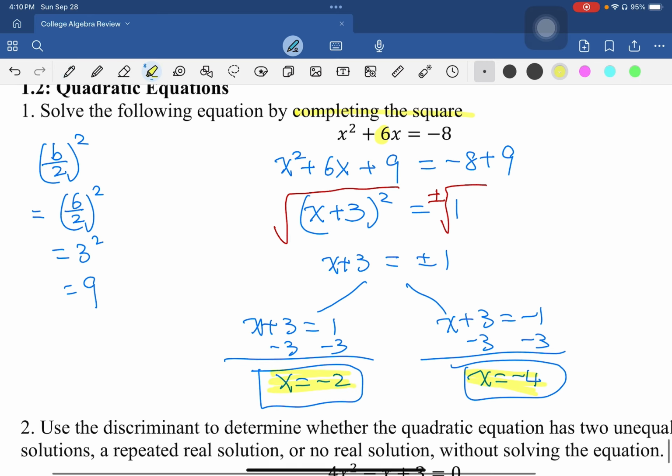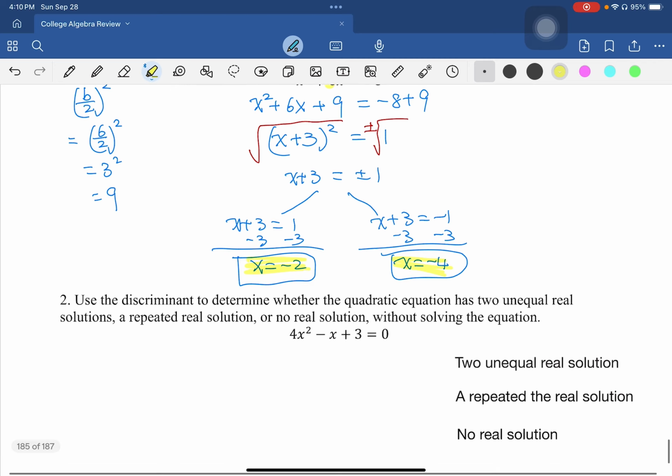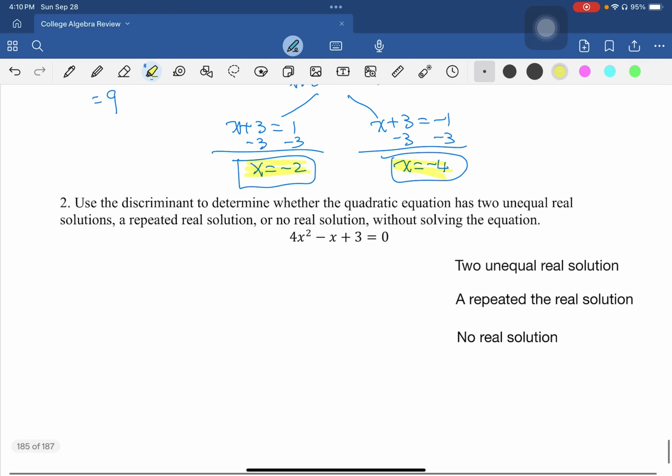Now let's look at the second question. We are asked to use the discriminant to determine whether the quadratic equation 4x squared minus x plus 3 equals 0 has two unequal real solutions, a repeated real solution, or no real solution. First, let's recall the discriminant rule.